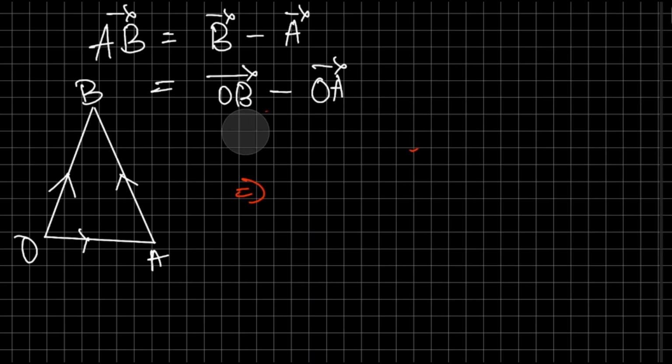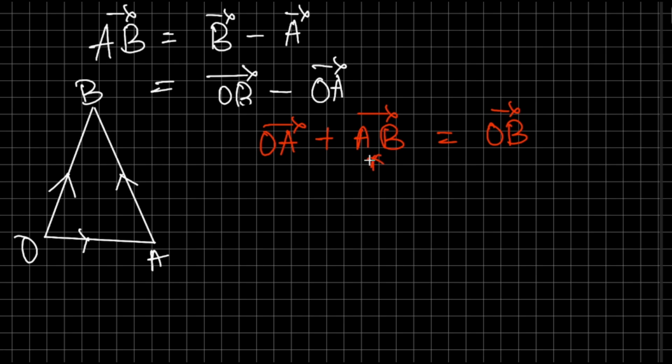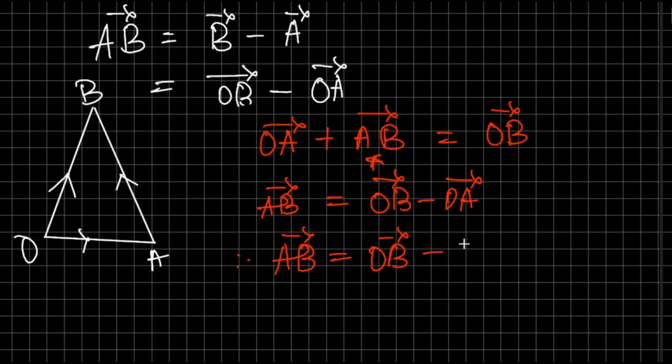I don't think you are going to understand this, but let's just follow the arrow. Where do the arrows follow each other? From OA. So let's say we have OA plus AB equals OB. If we make AB the subject, AB equals OB minus OA, and this is called vector subtraction. So AB equals OB minus OA.